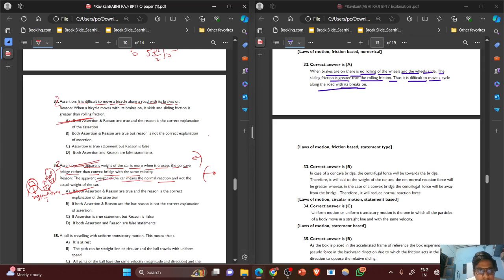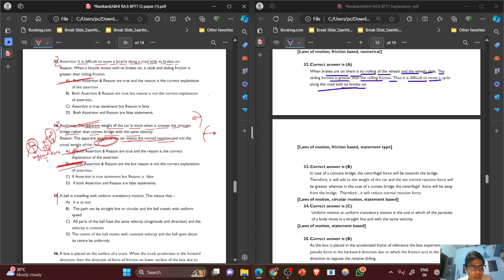The apparent weight of the car means the normal reaction, not the actual weight. Is the reason the correct explanation? No, it is not the correct explanation. The correct explanation is that in the convex part, the centripetal force acts opposite to mg, which decreases the normal reaction. But in the concave part, both the forces are in the same direction, hence the value of normal reaction gets increased. So option B is your correct answer. Assertion and reason are true, but reason is not the correct explanation of assertion.